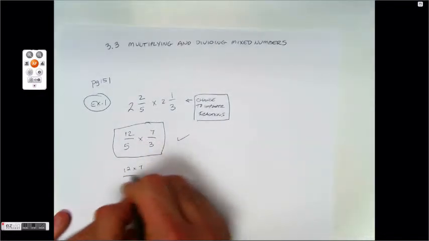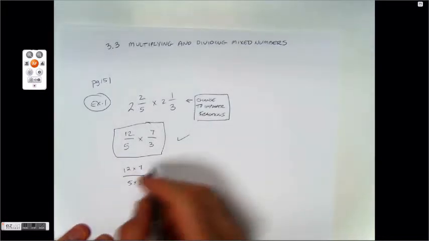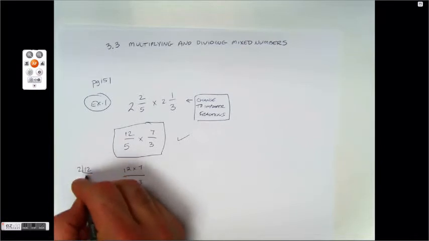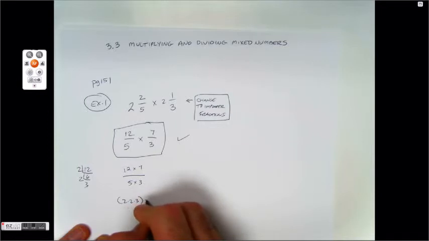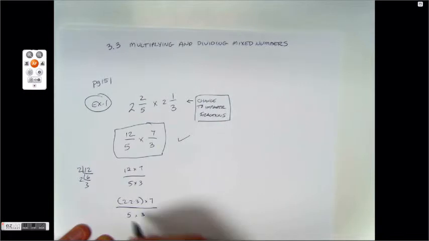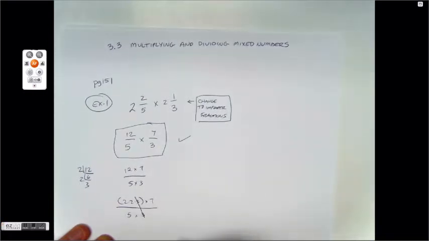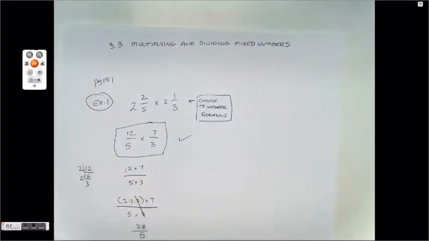Remember, we put these together on top, put these together on bottom. Prime factor. We go off to the side and do 12. Right? 2 goes into 12, 6. 2 goes into 6, 3. So 12 is 2 times 2 times 3 times 7 on top. 5 is prime and 3 is prime. Cancel what'll cancel on top and bottom. We got the 3. So on top we're left with 2 times 2, which is 4, times 7, which is 28, over 5. So what we get there is 28 over 5, which is an improper fraction.